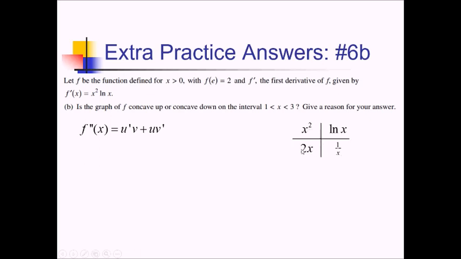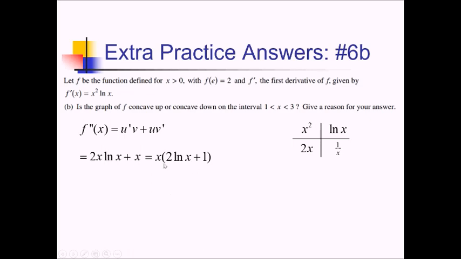Multiplying all that back out, we've got 2x ln of x plus, and this is going to be x squared times 1 over x, which I can just reduce to x. So this is what we need to do our sign analysis on. It'll be a little bit easier, I think, if we factor an x out of all this. So that'll give us 2 ln of x plus 1 in a parentheses there.